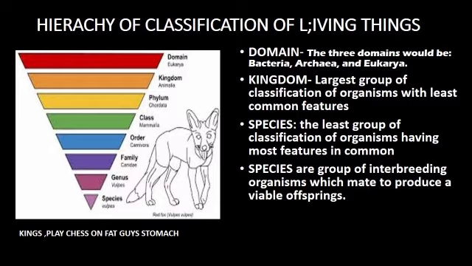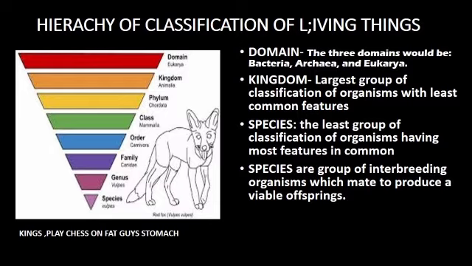So they have more similarities as we go down from kingdom to phylum to class to order to family, genus, and species. Now, the species is of importance because it consists of the group of organisms having most features in common. And if we want to define species, we define it as a group of interbreeding organisms which mate to produce a viable offspring.